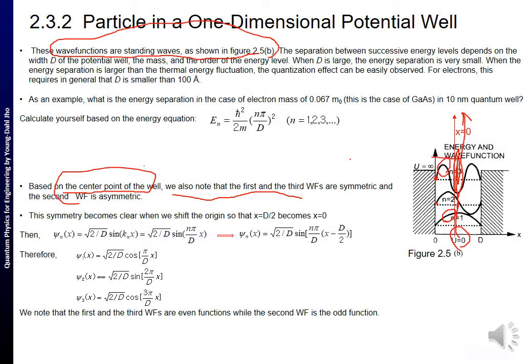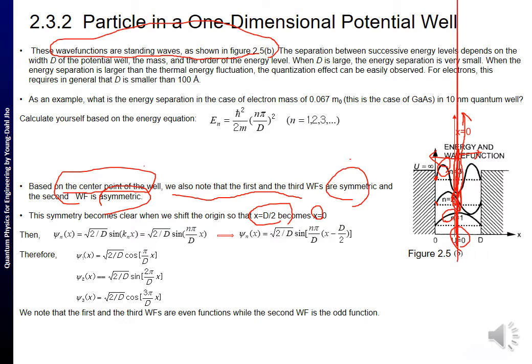So this side is the equal shape. Okay, then we call it symmetric. The second one is not symmetric, and then we call it asymmetric. This symmetry becomes clear when we shift the origin so that x equal to d over 2 becomes 0.